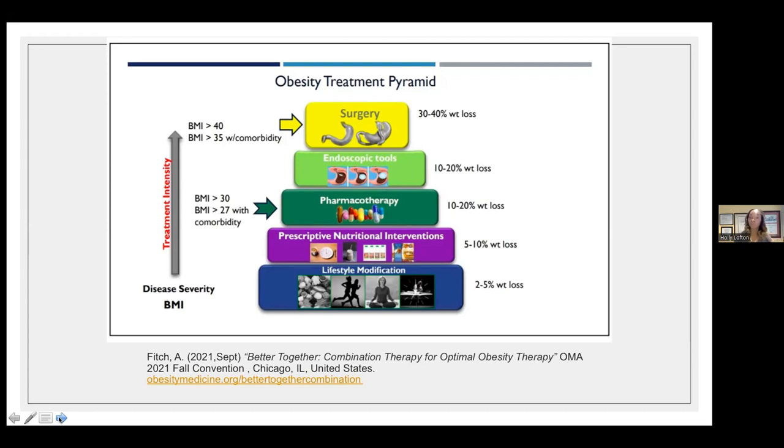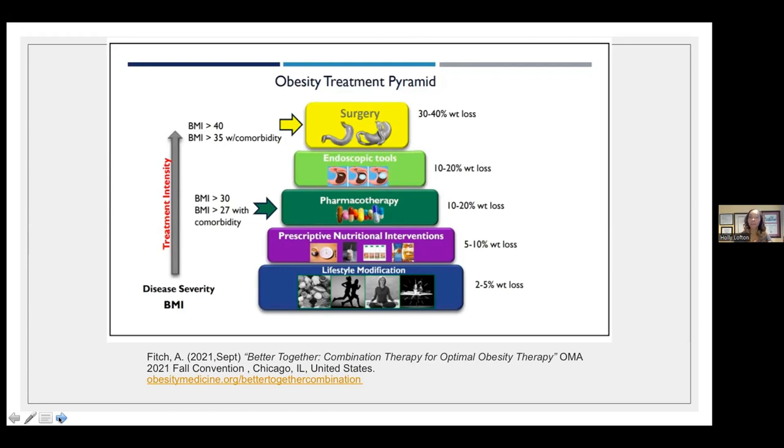Prescriptive nutritional interventions. This is something that I offer in my practice, where patients have specialized diets, sometimes involving meal replacements, timing of food, and counting calories and things like this. So this may require referral to a weight management specialist or dietitian. And if that's not effective for the patients, we do have more efficacy with pharmacotherapy, where we can get 10, 20, even higher than 20% weight loss in our patients now.